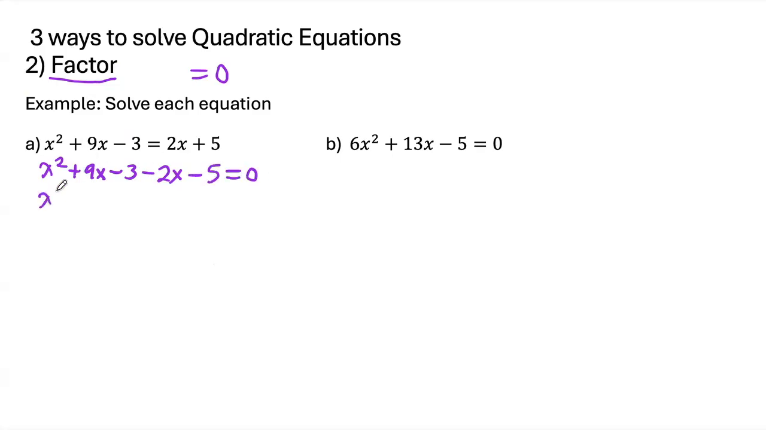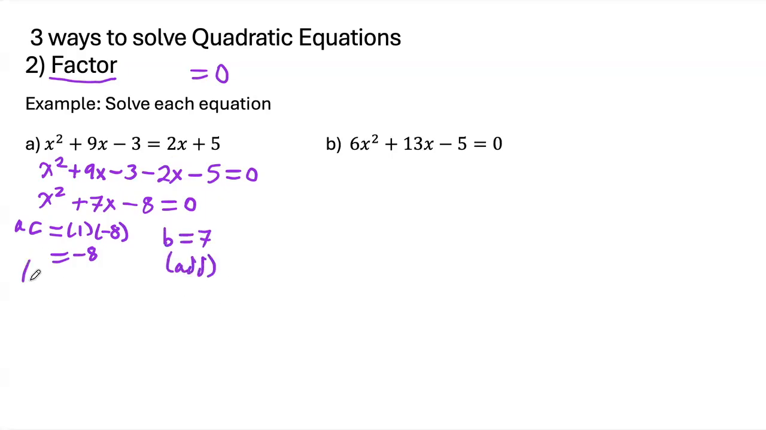I collect the like terms, x squared. I have then plus 7x, and then minus an 8, equal to 0. Now we start by factoring. I want to multiply the a and the c, so 1 times the negative 8. So I need two numbers that will multiply to negative 8 and add to the b value of 7. I want them to add to 7, and I want them to multiply to negative 8. Those two numbers are 8 and negative 1.